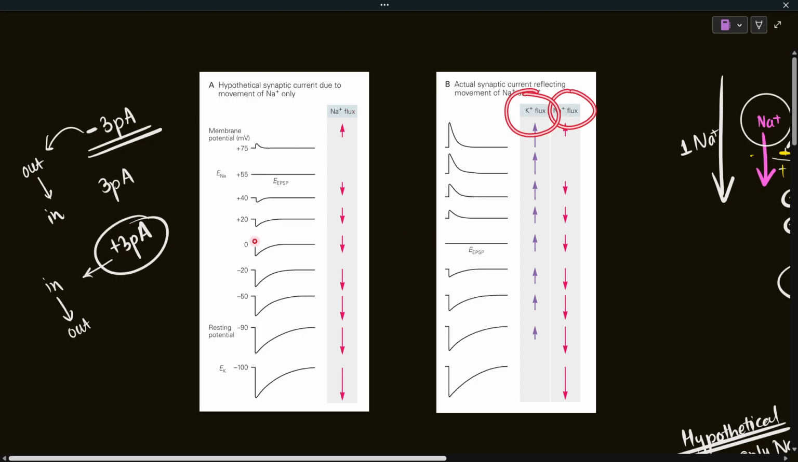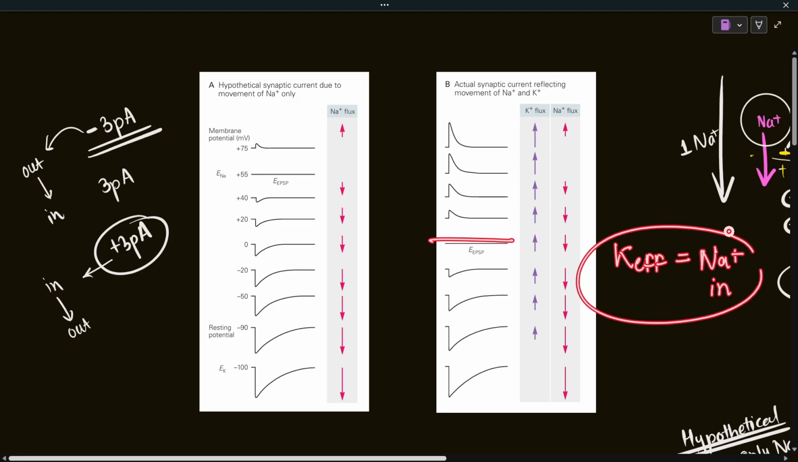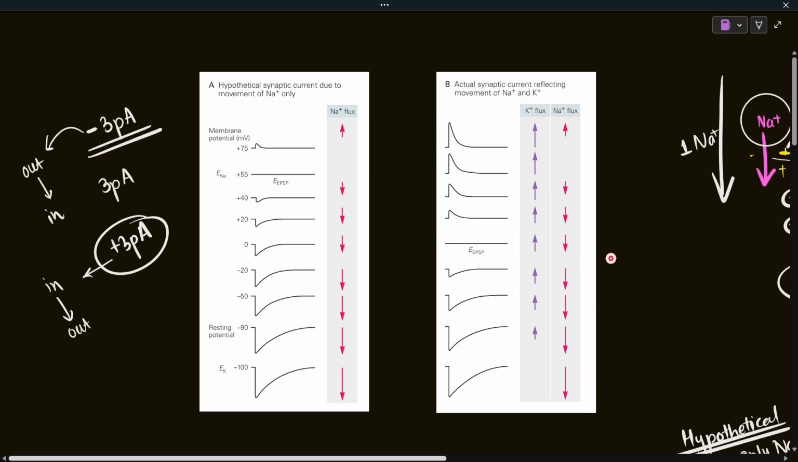So they saw that at 0 millivolt, when the membrane potential was 0 millivolt, the equilibrium potential was zero. This means that this happens when the potassium efflux is exactly equal to the sodium influx, meaning there is no net movement of ions. Whatever is moving out, the exact amount of charge is moving in, because both potassium and sodium have plus one charge, right? So whatever charge is moving out is exactly moving in.